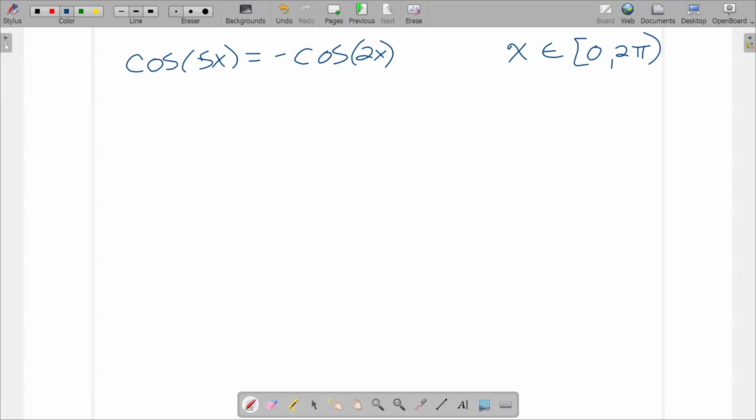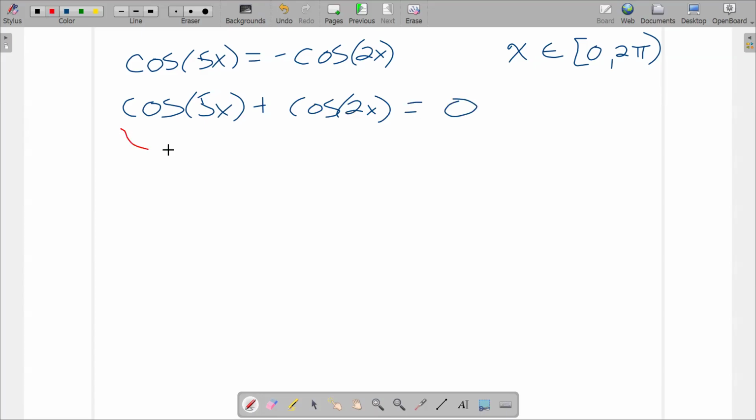All right, so I want to solve this. One problem I have is they're different periods. So that's a little bit of a complication. Usually, a lot of times when we're solving equations, we try to get 0 on one side. That worked a lot in the last section. So I could rewrite this as the cosine of 5x plus the cosine of 2x equals 0.